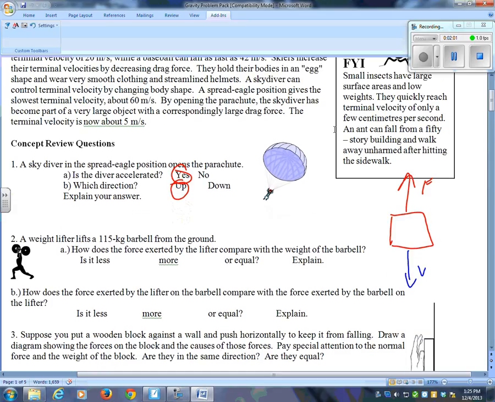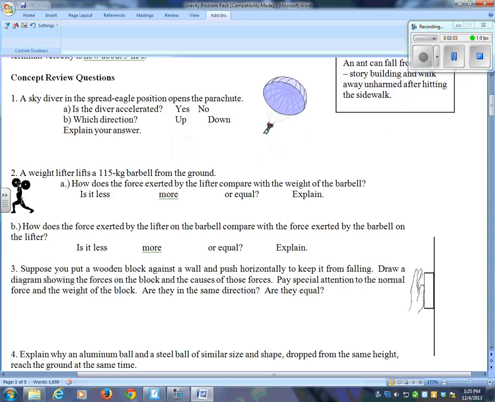Okay, let's look at the weightlifter. There's my weightlifter picture. A weightlifter lifts a 115 kilogram barbell from the ground. How does the force exerted by the lifter compare with the weight of the barbell? Is it less? Is it more? Or is it equal? More.